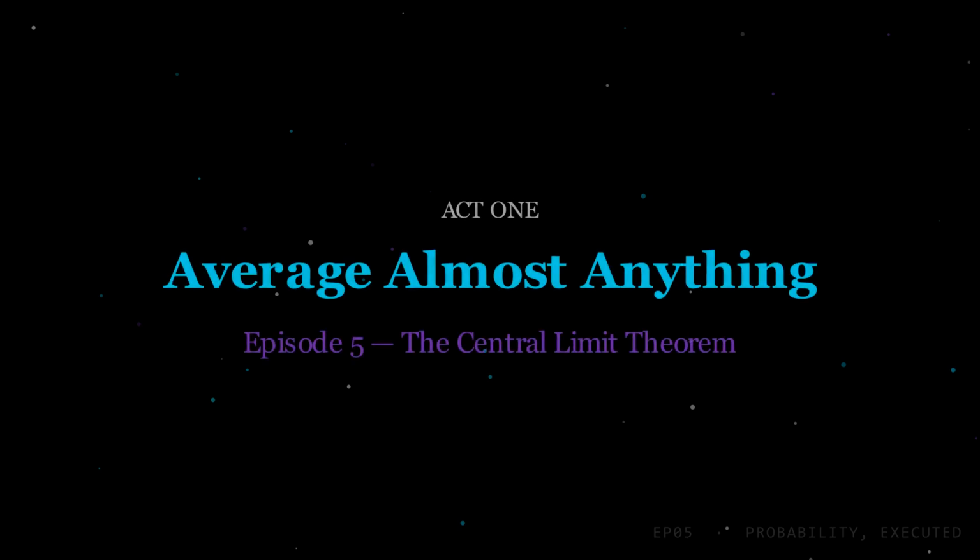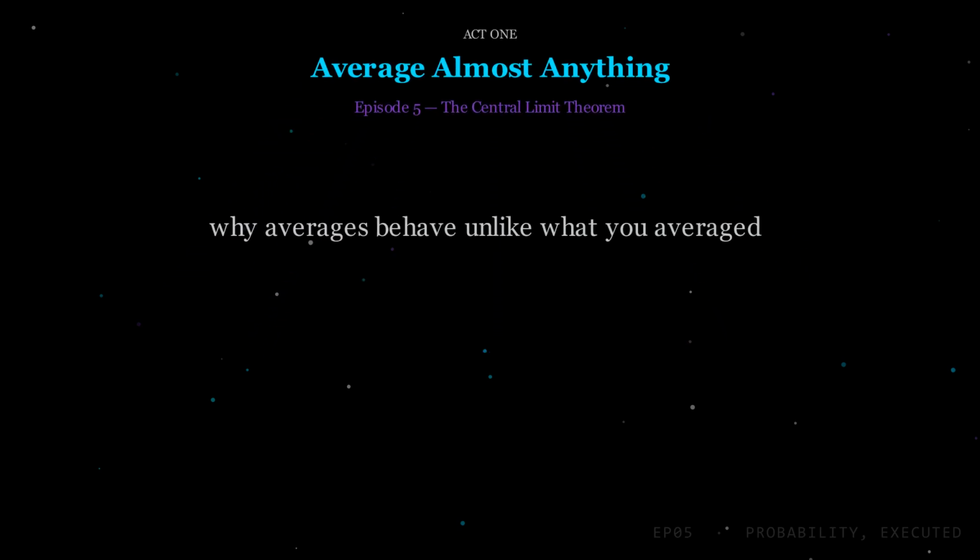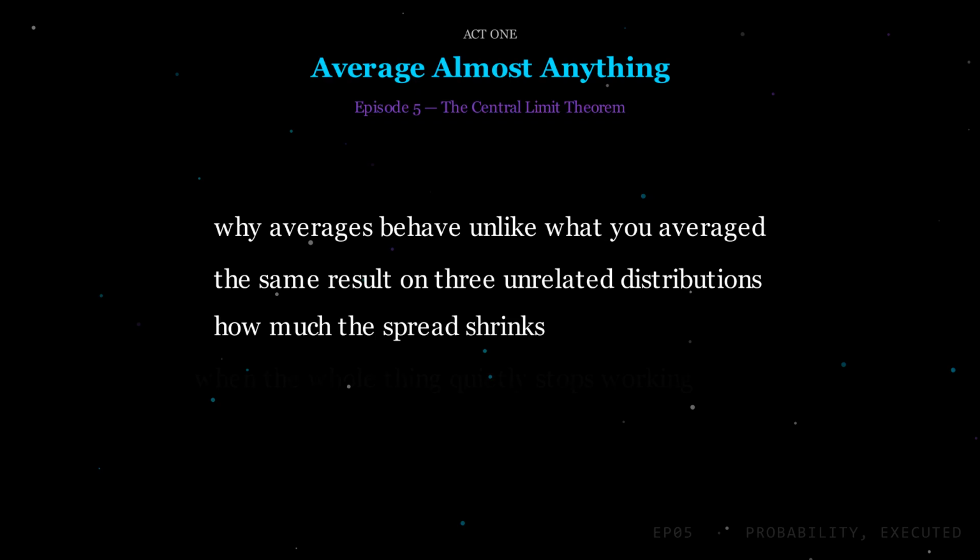This is the episode that explains why the previous one mattered. Today, why averages behave so differently from the things being averaged, how to see it happen on 3 completely different starting distributions, the formula for how much the spread shrinks, and, importantly, the conditions under which the whole thing quietly stops working.